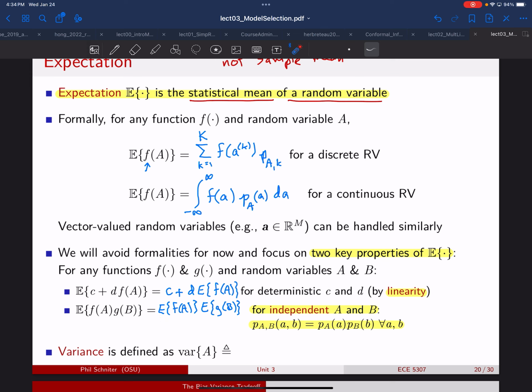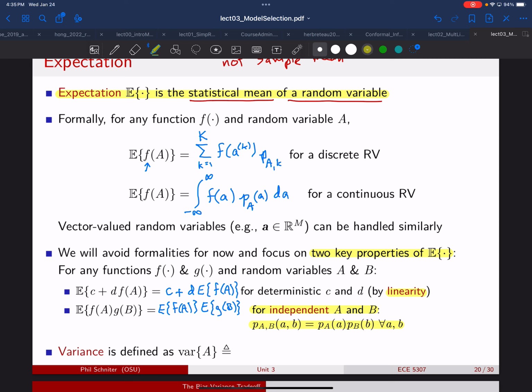Okay, so those are the two properties that we're going to use a lot, linearity and independence of expectation. We'll use those over and over again. There's a bunch of practice problems on the next homework where you can practice this stuff. All right, any questions on these two key properties? Okay.